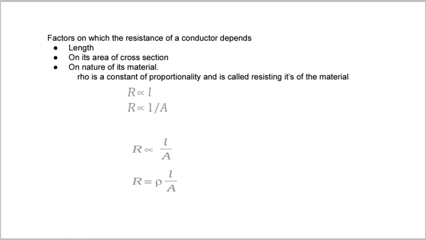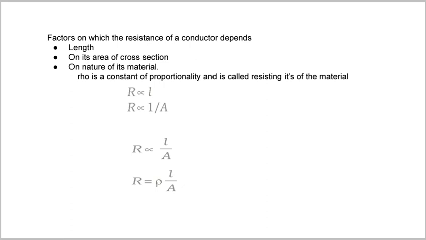Next is the nature of material. Nature of material means what the wire is made up of: copper, iron, silver, gold. So it will depend upon that. How is it dependent upon length? Resistance is directly proportional to the length of the wire. Resistance is inversely proportional to the cross sectional area of your wire. Combining these two, resistance is directly proportional to L by A.